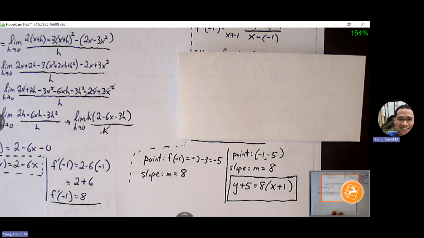This is the equation of the line that's going to skim the surface of the curve at their shared point, -1, -5, and it's going to also have a shared slope, 8. So the line is going to skim the surface of the graph with the same steepness of the graph at that point.